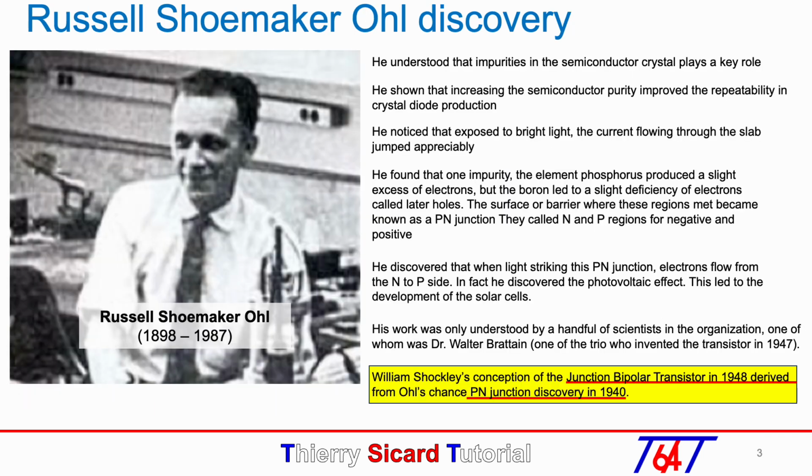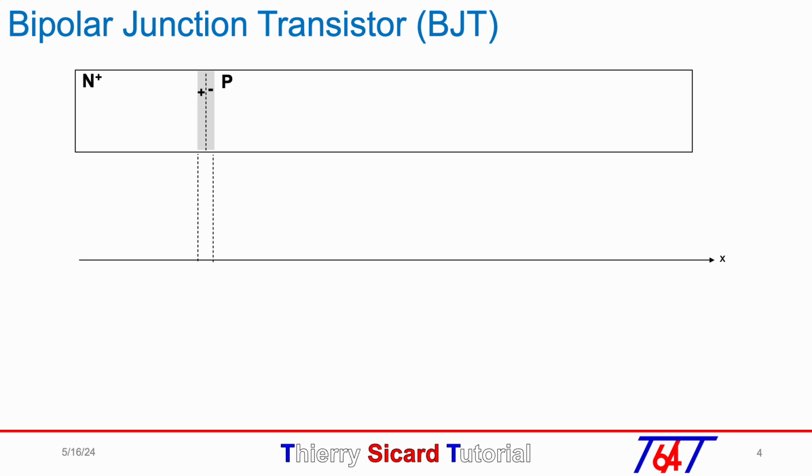This slide is just a quick reminder to say that the bipolar junction transistor invented by Shockley is based on the PN junction invented in 1940 by Russell Ohl, through several discoveries, like impurities were playing a key role in the semiconductor. Then the crystal should be as pure as possible before being doped with different type, P or N doping. The field effect transistor was invented in principle before the point contact transistor, but the technology to build the field effect transistor was not ready.